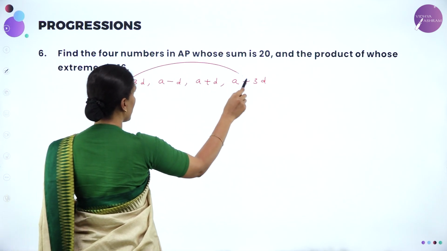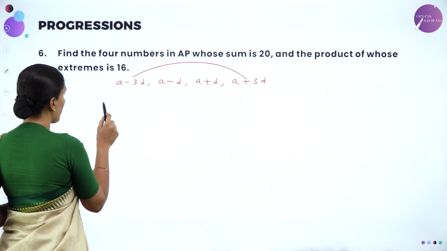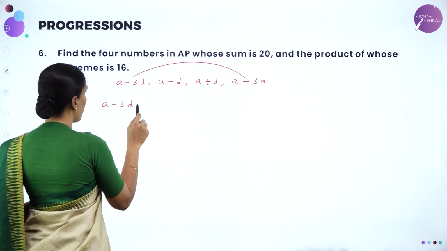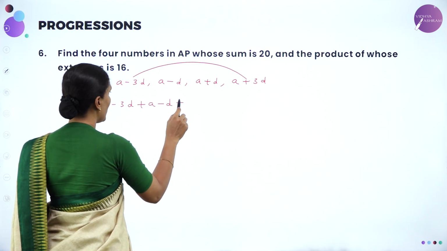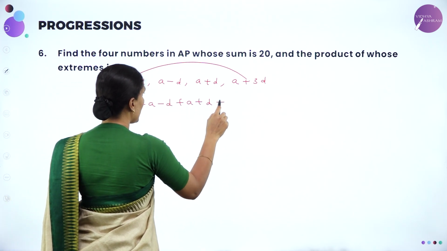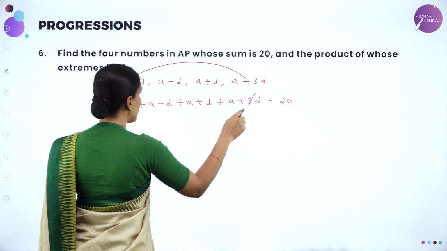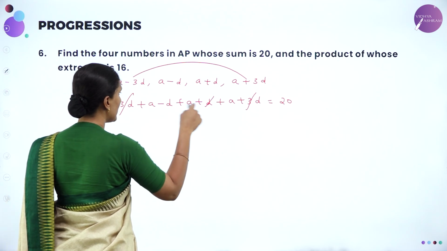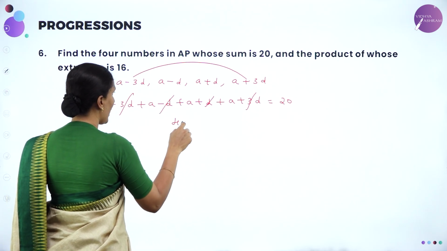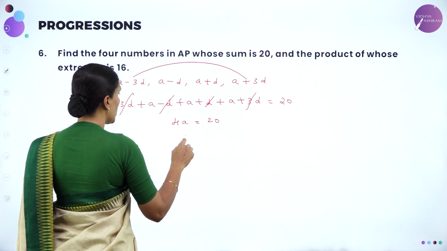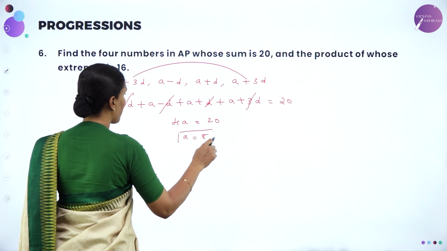So these are the extremes. So let's take the sum here. A minus 3d plus a minus d plus a plus d plus a plus 3d is equal to 20. Now plus 3d minus 3d, plus d minus d cancels. We have 4a is equal to 20. So a is equal to 5.